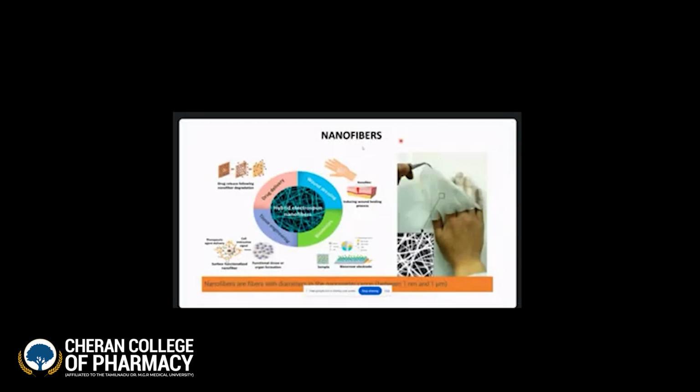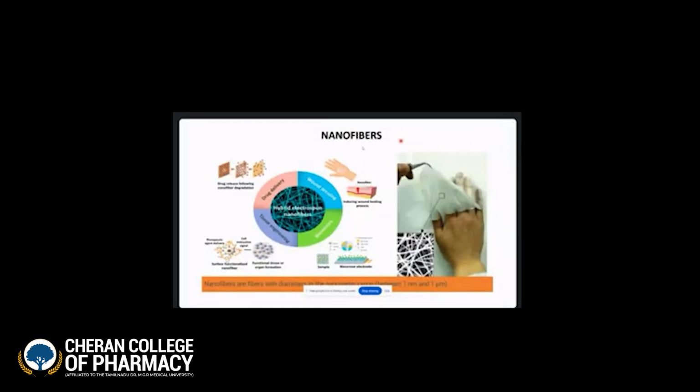Also, we can use it in tissue engineering. We can place it in the tissues for the regeneration or regrowth of tissues in a particular region. Also, we can use this type of nanofiber for drug delivery. Any type of drug we can load in the nanofiber and deliver to any part of the human body.